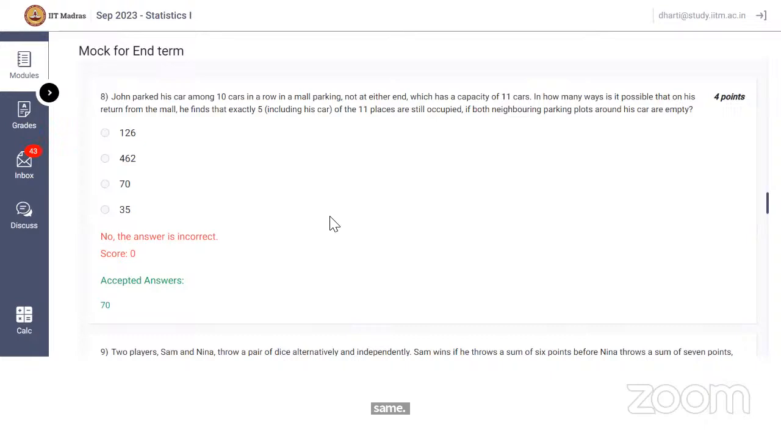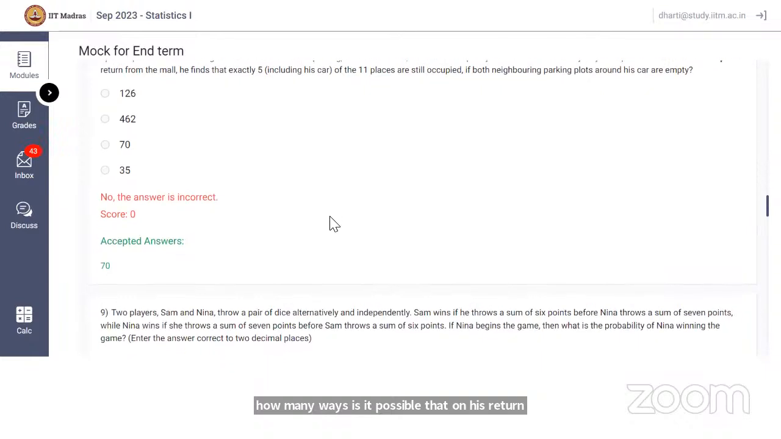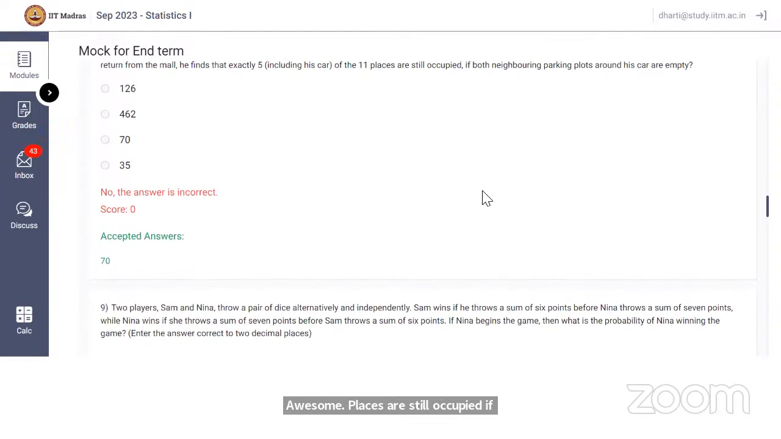Okay. Let's move to the 8th question. John parked his car among 10 cars in a row in a mall parking, not at either end, which has a capacity of 11 cars. In how many ways is it possible that on his return from the mall, he finds that exactly 5, including his car, of 11 places are still occupied if both neighboring parking plots around his car are empty? Fine. You got the question first.